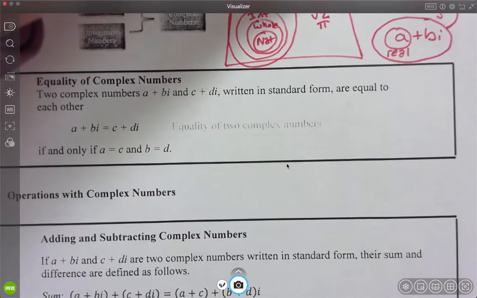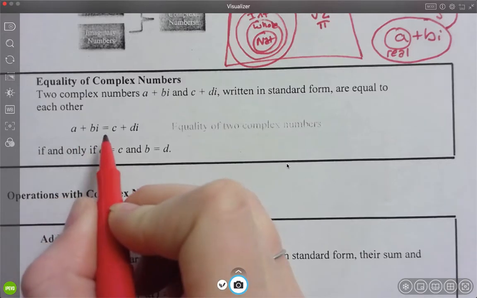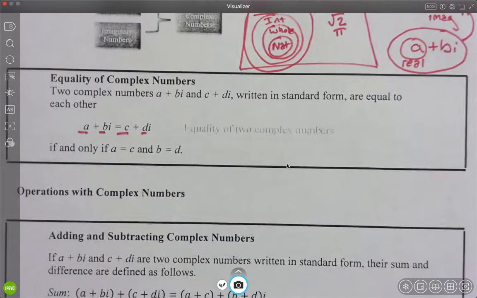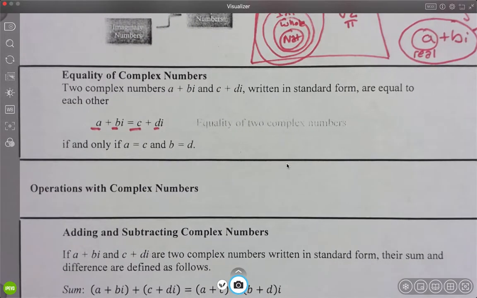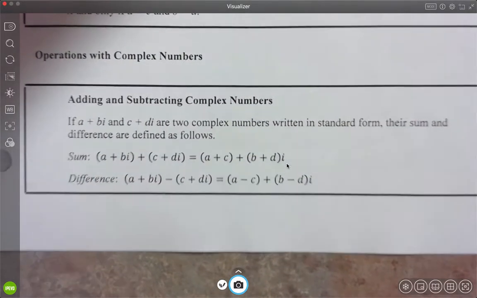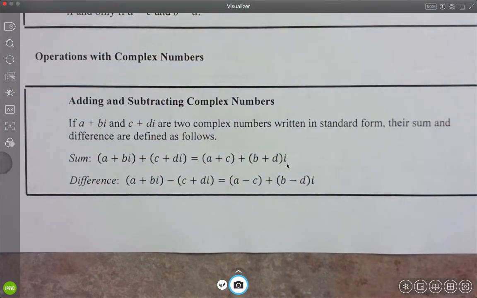All right, so let's get down to this. Equality of complex numbers. So if a plus bi equals c plus di, then a has to equal c and b has to equal d. Those things have to be true. So operations in complex numbers. This is just like treating i as an x. So you can add i's to other i's.